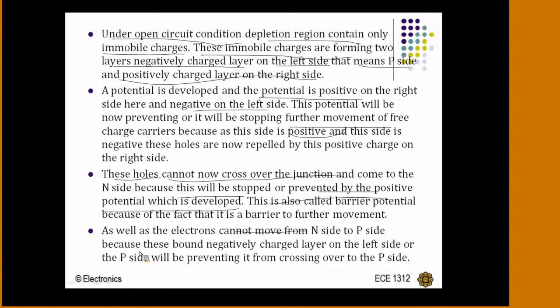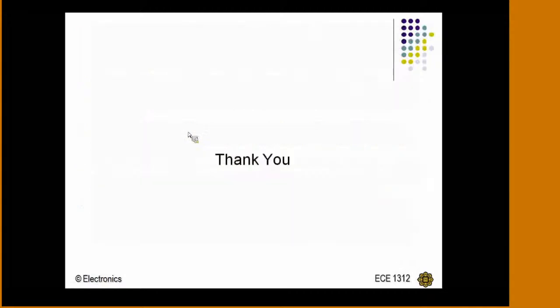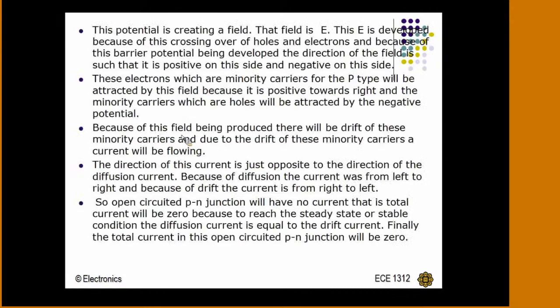As well, the electrons cannot move from the N side to the P side, because the bound negatively charged layer, that is, the barrier potential, is preventing the electrons from moving from the N side to the P side. Now this potential is creating an electric field, and because of this field we are not able to move electrons from the N to the P side or holes from the P to the N side. You read this.